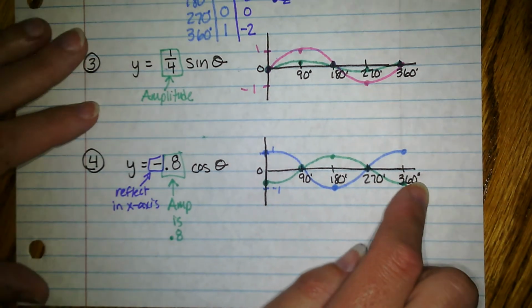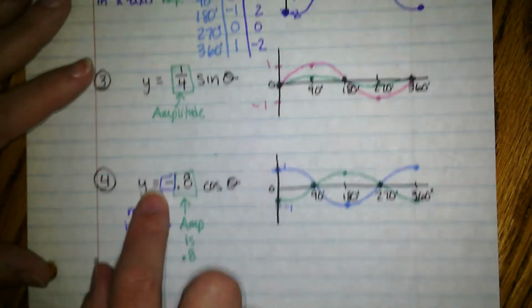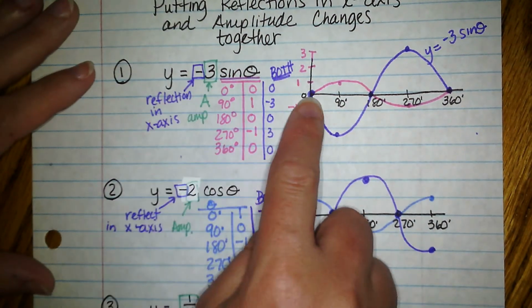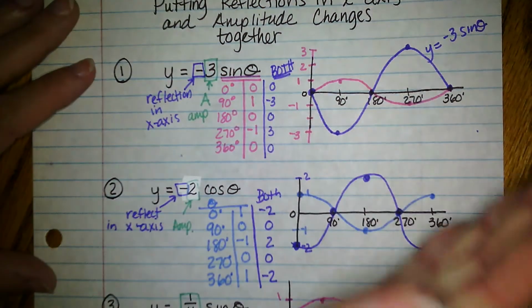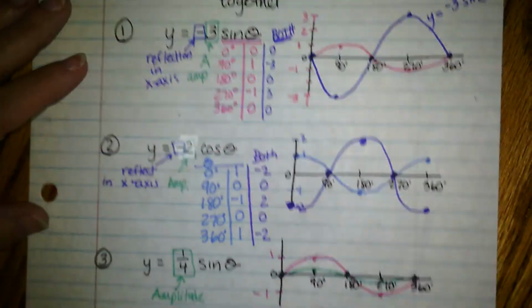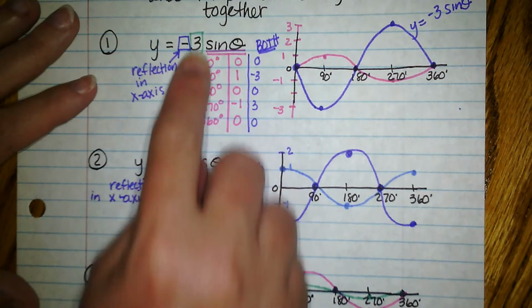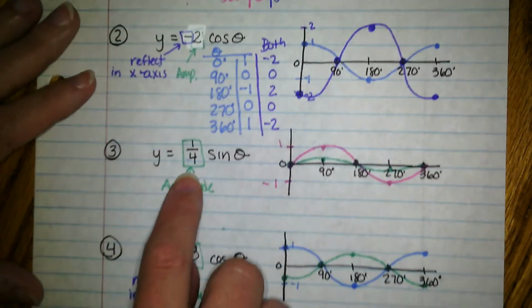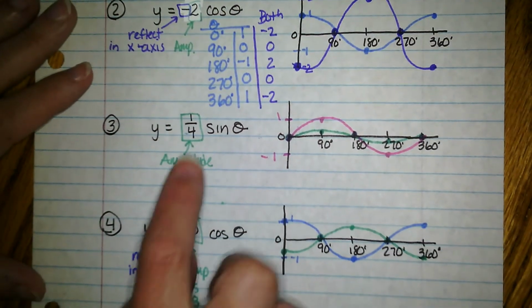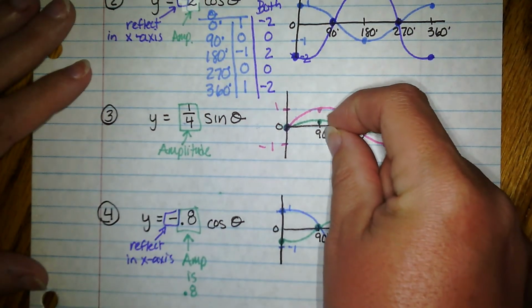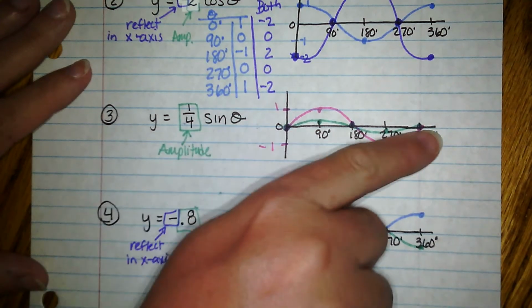All right. So you can get reflections in the x-axis for both sine and cosine. This is what it does. It literally flips it from the top to the bottom. Amplitude changes stretch. If it's higher than 1, it's going to stretch it nice and tall. If it's between 0 and 1, here's a fraction example, here's a decimal example, it's going to shrink it smaller and flatten it out some.